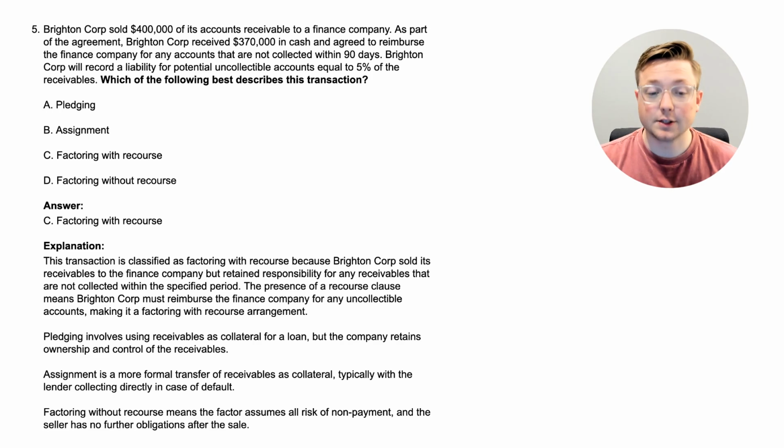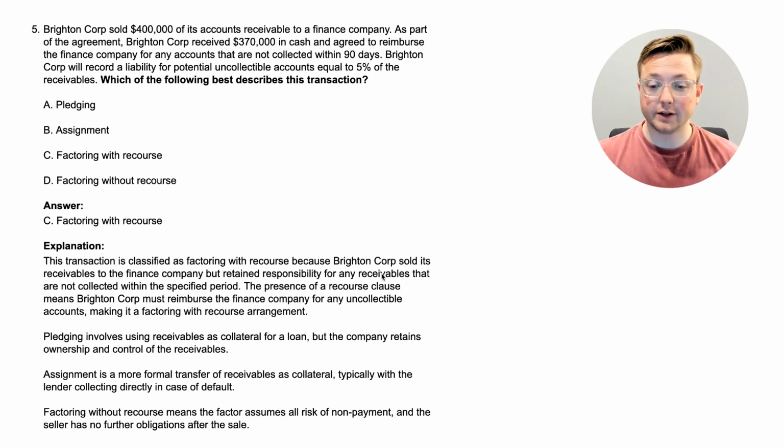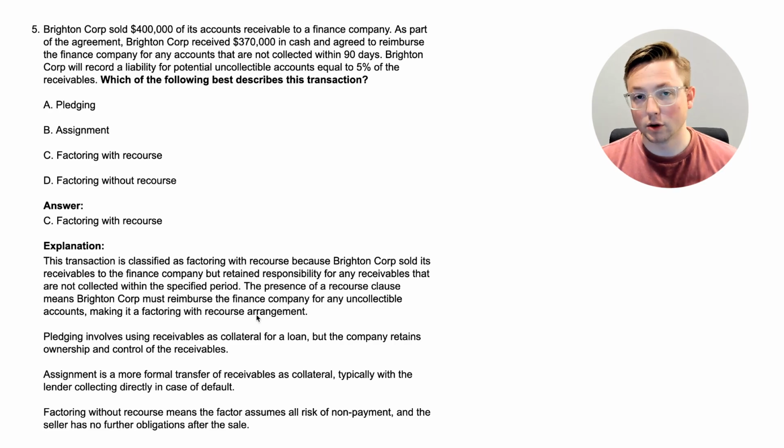All right, yeah, the answer is C, factoring with recourse. So again, you probably should have gotten that. So let's walk through this just to make sure that's clear. This transaction is classified as factoring with recourse because Brighton Corp, the one selling, sold its receivables to the finance company, but retained responsibility for any receivables that are not collected within the specified period. The presence of a recourse clause means Brighton Corp must reimburse the finance company for any uncollectible accounts, making it a factoring with recourse arrangement.